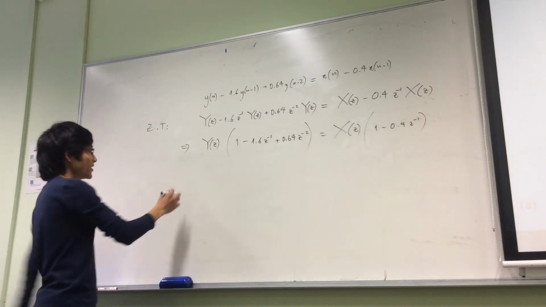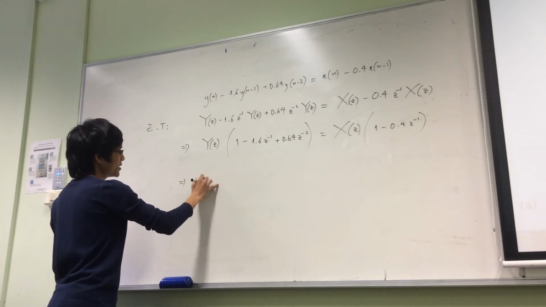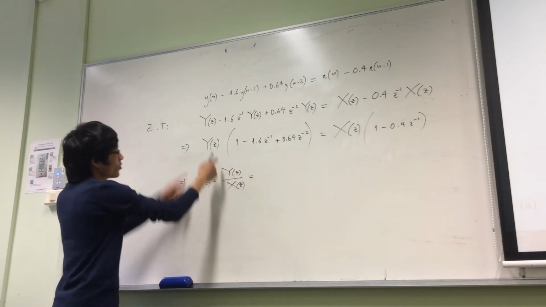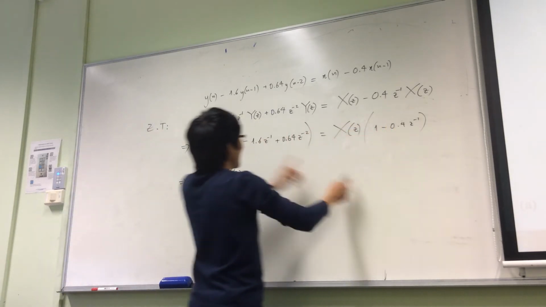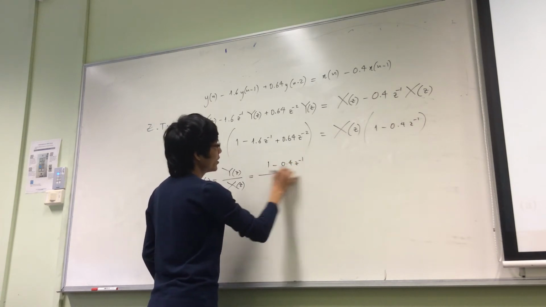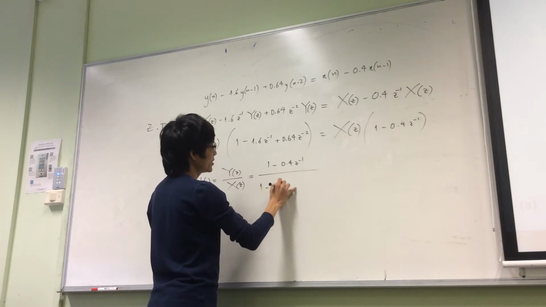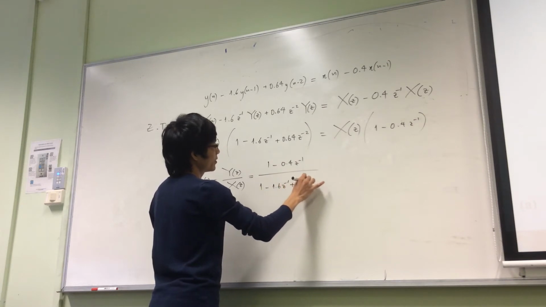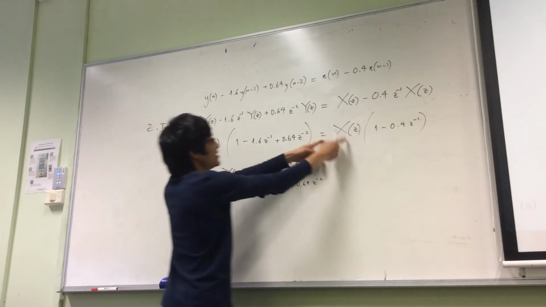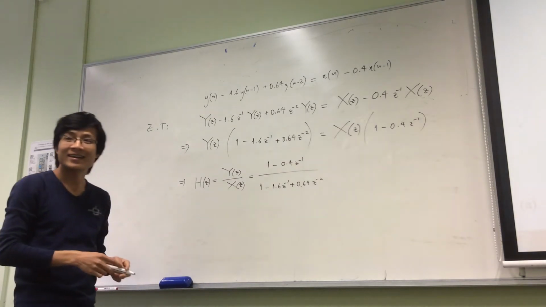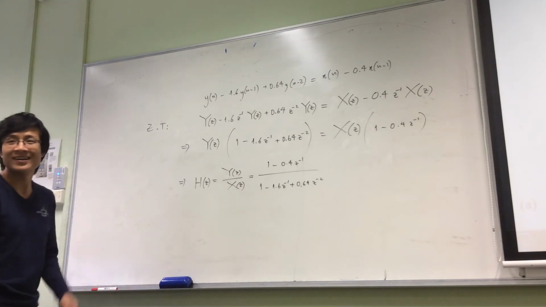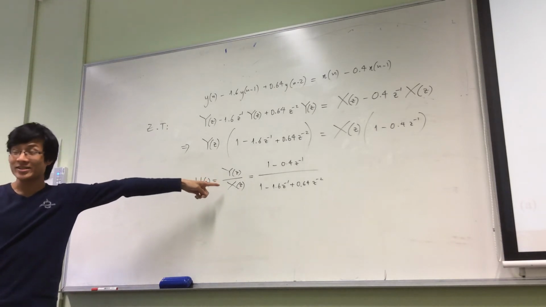Now the transfer function is defined as Y(z) over X(z). So Y divided by X will become this divided by this: 1 minus 0.4 z to the minus 1 over 1 minus 1.6 z to the minus 1 plus 0.64 z to the minus 2. Why is it the other way around? Because this divided by this equals this divided by this. This one is called the transfer function.